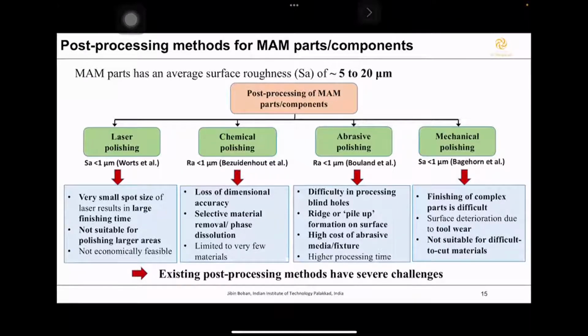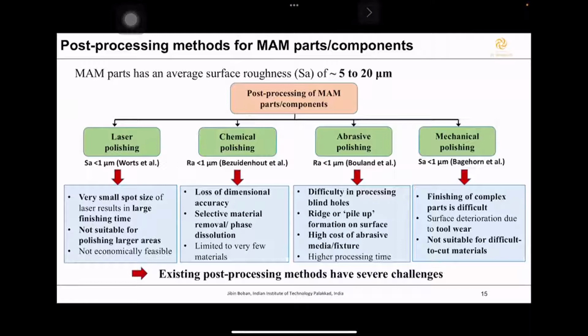Larger areas, and since, as you all know, laser is basically a thermal source, it consumes a lot of energy, so the final product may not be that economical. Chemical polishing, speaking from the point of view of the medical industry or implant industry, is not feasible because these chemicals may react with the body parts of the patient and lead to many more complications. So this is ruled out specifically for the biomedical implant industry.